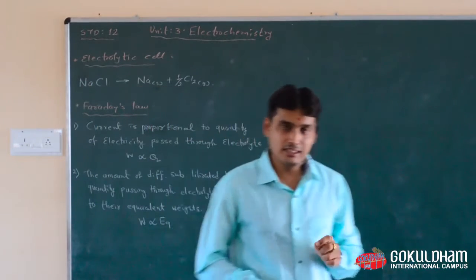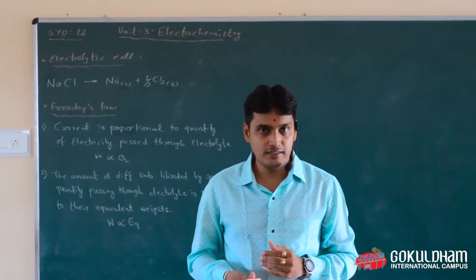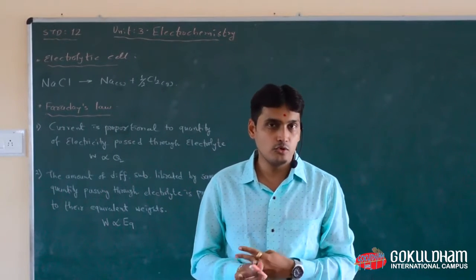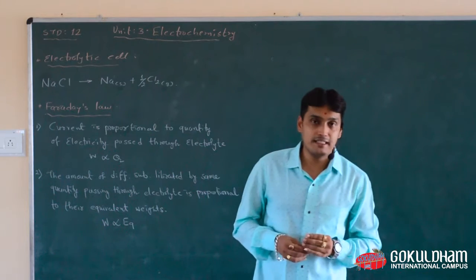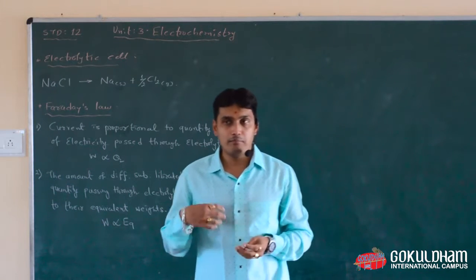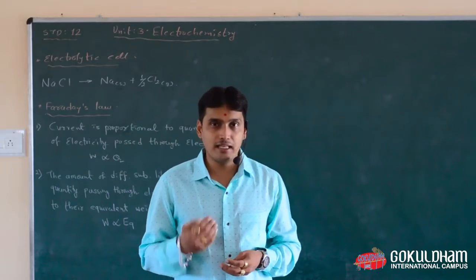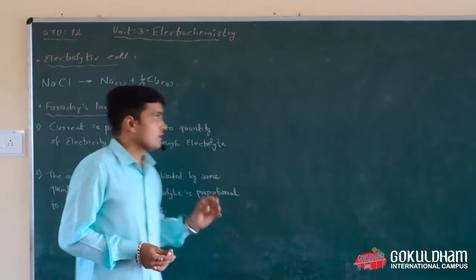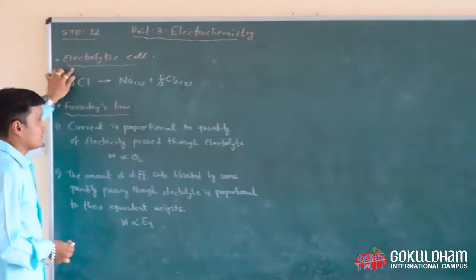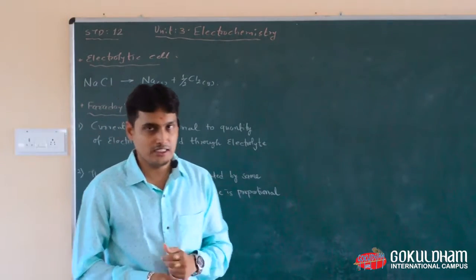Now what do we mean by an electrolytic cell? In an electrochemical cell the chemical reaction occurs spontaneously and electricity is produced by the chemical reaction. But in an electrolytic cell you have to apply an outer voltage, and after applying the current the chemical reaction will start. The concept of the electrolytic cell is totally opposite to the electrochemical cell.